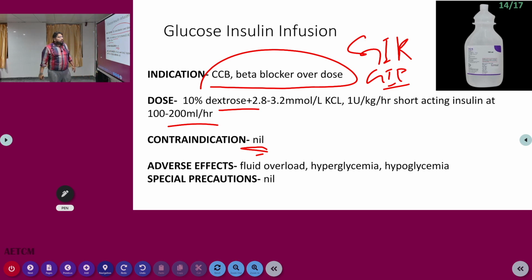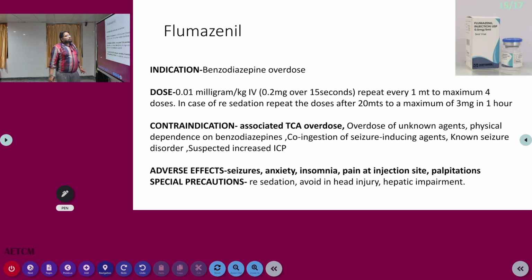Adverse effects: you can have fluid overload, hyperglycemia, and if you are giving excess insulin, that can lead to hypoglycemia also. Coming to the drug most people are very keen to use, flumazenil, I will say don't use it for every patient coming with benzodiazepine overdose.